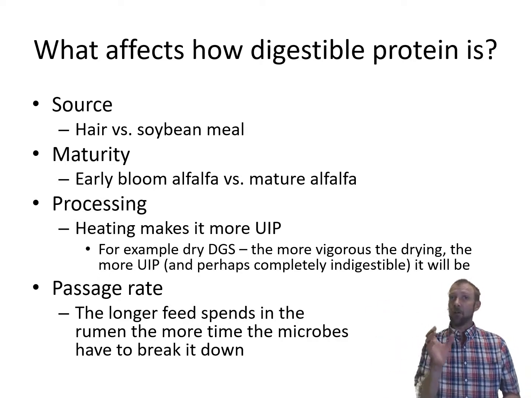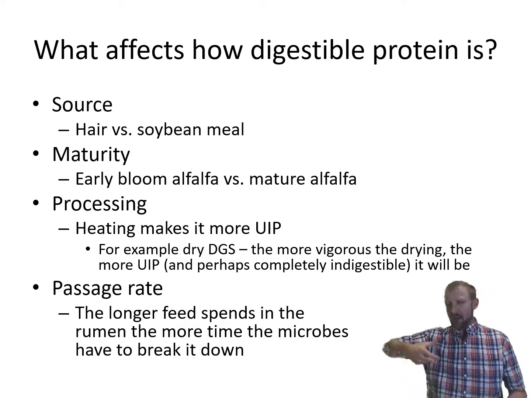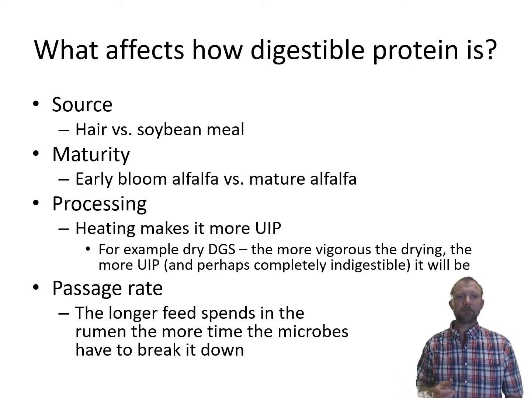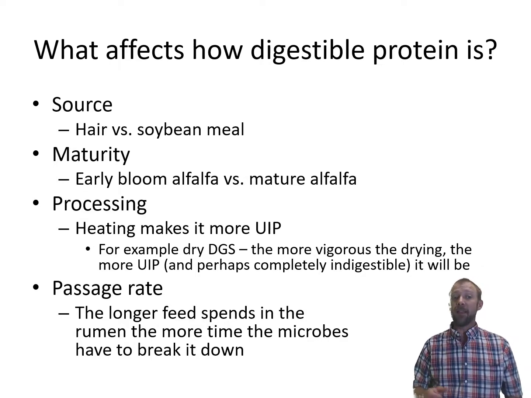Maturity, again: early bloom alfalfa is going to have more NPN, more soluble protein in it, whereas more mature alfalfa is going to be locked up in that ADF fraction. The processing, I kind of mentioned that one already. The heating, again, makes it more UIP. And then again, passage rate.